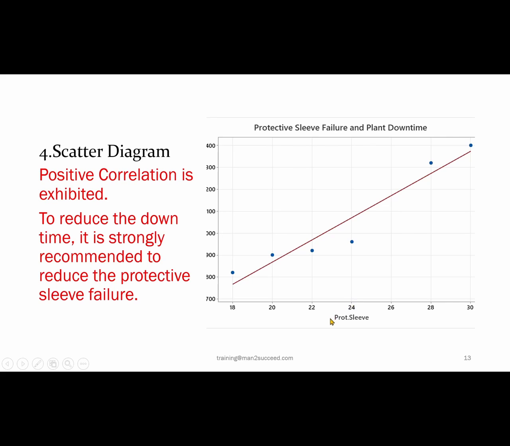So definitely, because of the protective sleeve failure, the plant downtime is on the higher side. So positively it is increasing. As protective sleeve failure increases, downtime also increases. So this is the relationship they found out from this.